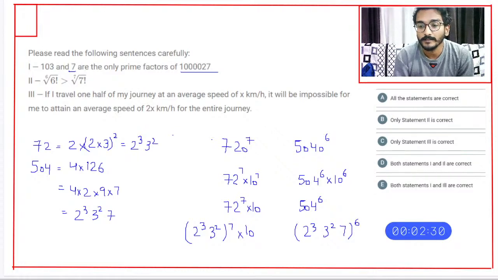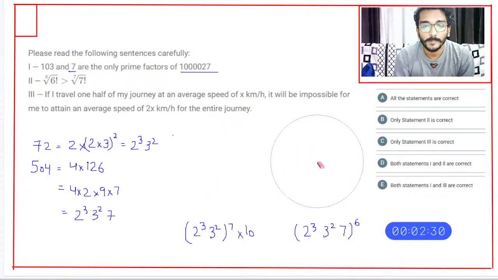19 is another factor. Okay, then fine. So it means the first sentence is wrong. Yes, you can use the calculator, okay? Do not do it manually.